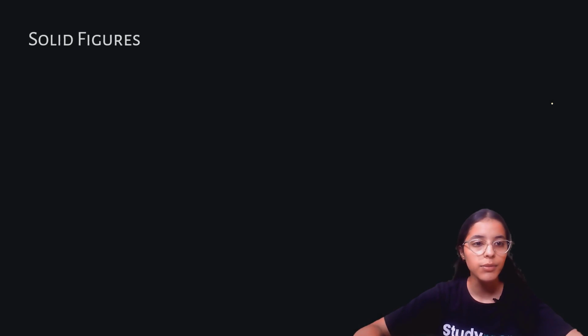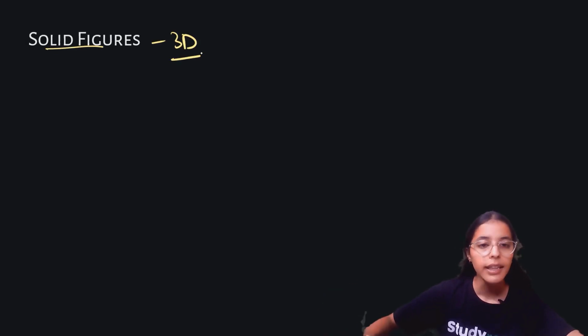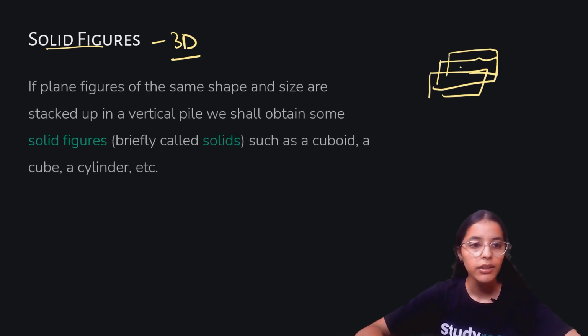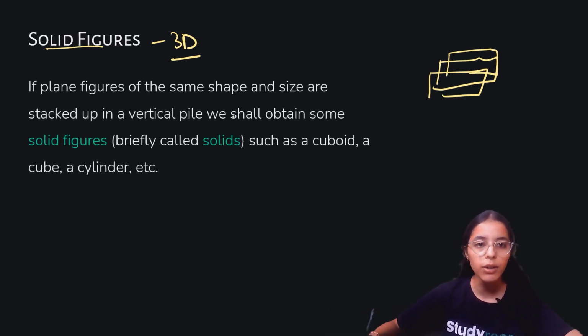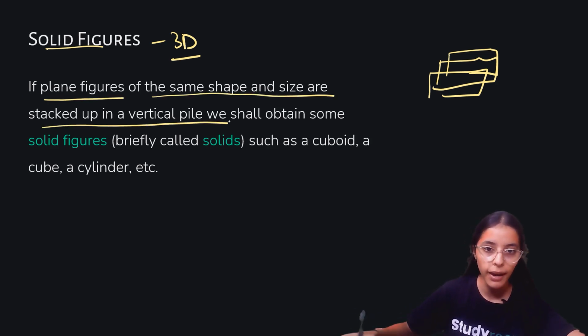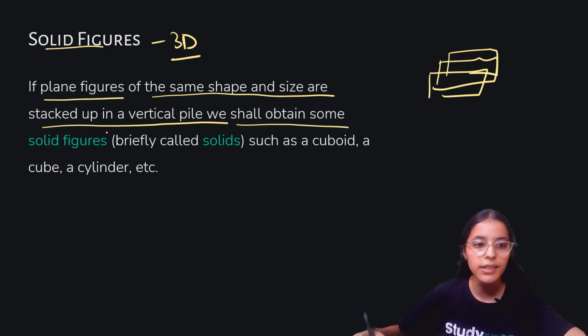Now, let us move on to solid figures. Solid figures are the 3D figures. They are formed by stacking up of plane figures. For example, when we stack up rectangle over rectangle over rectangle, we get a cuboid. Now, let me just read out the definition for you. If plane figures of same shape and size are stacked up in vertical pile, we shall obtain some solid figures, briefly called solids, such as a cuboid, a cube, a cylinder.